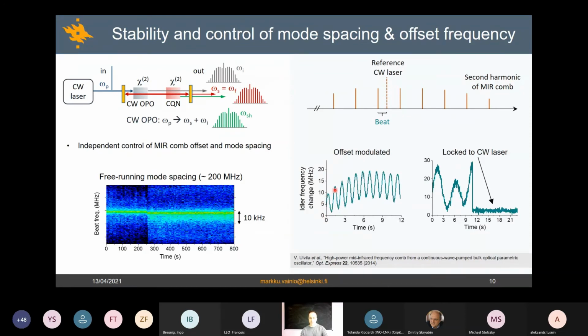So when we sinusoidally modulate the pump laser frequency, we can see modulation of the offset frequency of the IR comb. And next we also locked this beat frequency. So we put a feedback to the pump laser, and we locked one of the comb modes to this reference laser. Here we can see first the free running offset frequency of the comb, and then when we switch on the lock, the frequency stabilizes. This is not a true phase lock, it was very low bandwidth locking, but nevertheless it shows that we can really control independently the offset frequency and mode spacing of the comb.